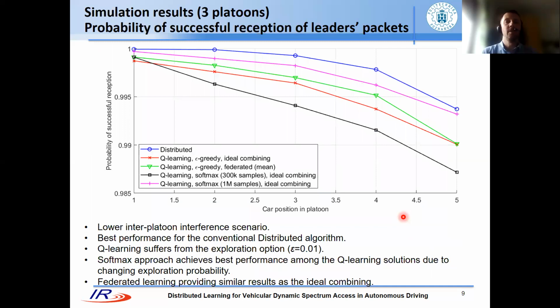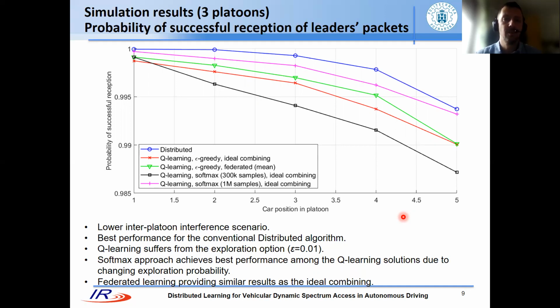So we have actually verified the performance of these configurations with the following performance measures. The first one is the probability of successful reception of leader's packets. We only focus on the leader-follower link just because this is the lowest quality link. It's expected to be the lowest quality within the platoon because of the distance between the vehicles.